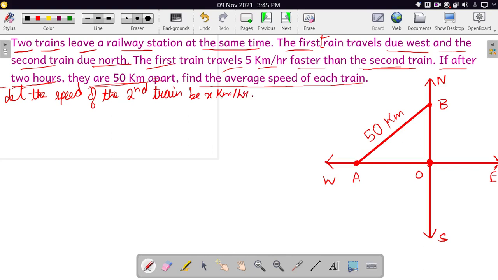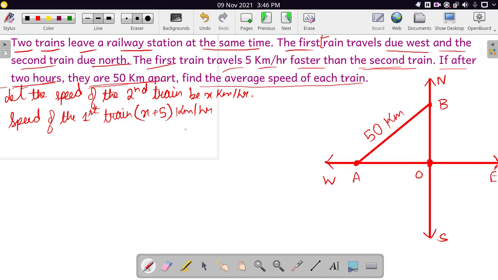Then the speed of the first train is x plus 5. It's very simple because it's given in the question that the first train travels 5 km per hour faster than the second train. So x is the second train, and the first train is x plus 5. Now, let O be the position I have told you.